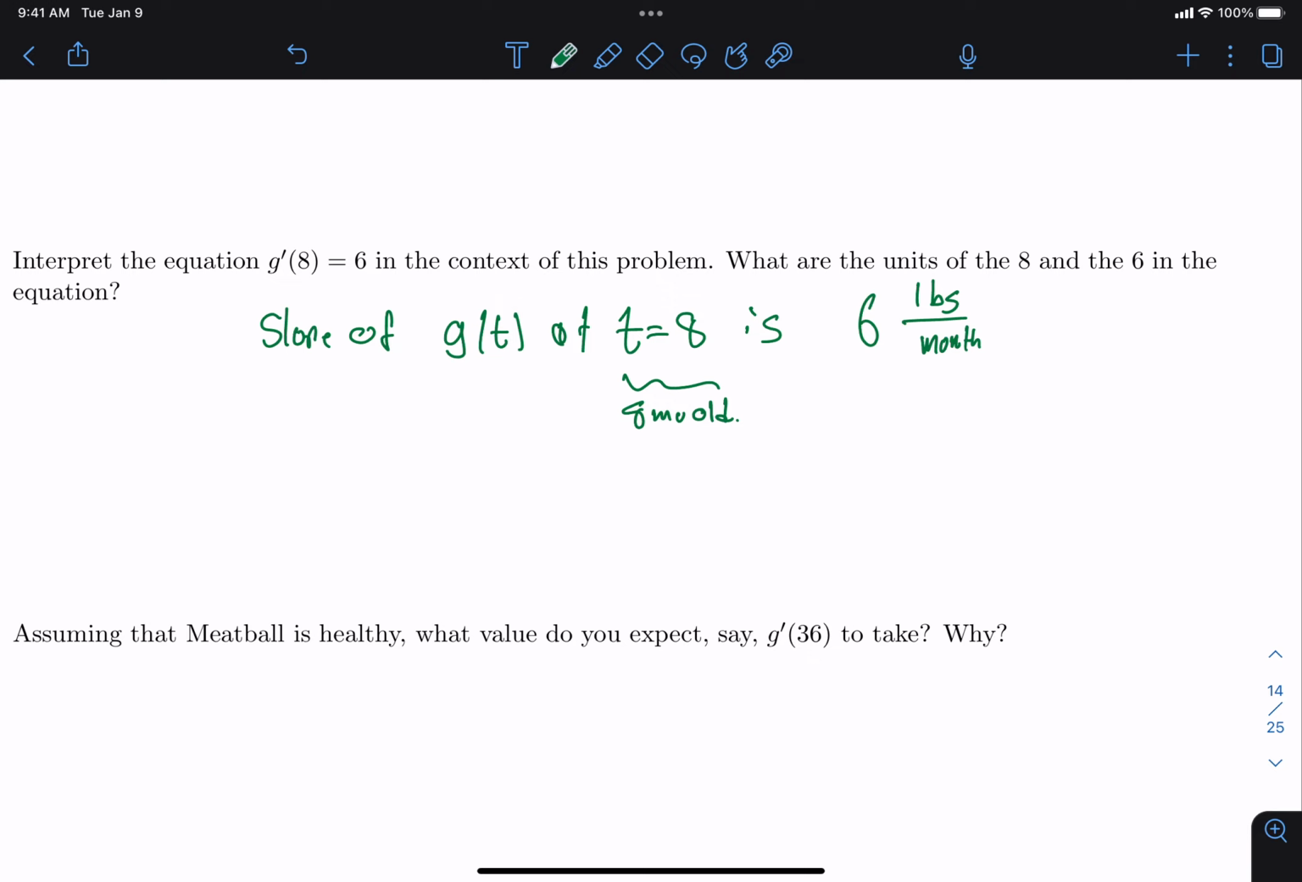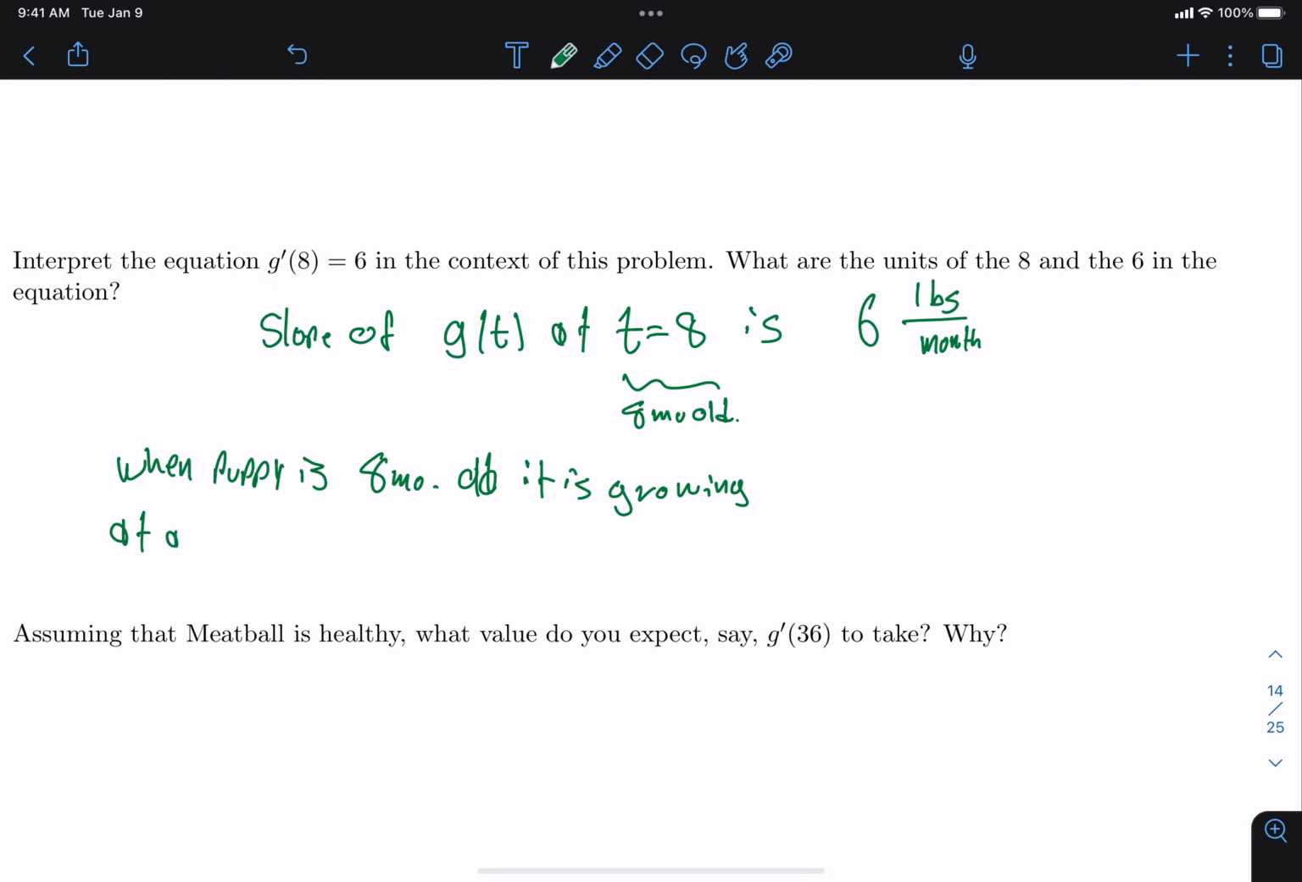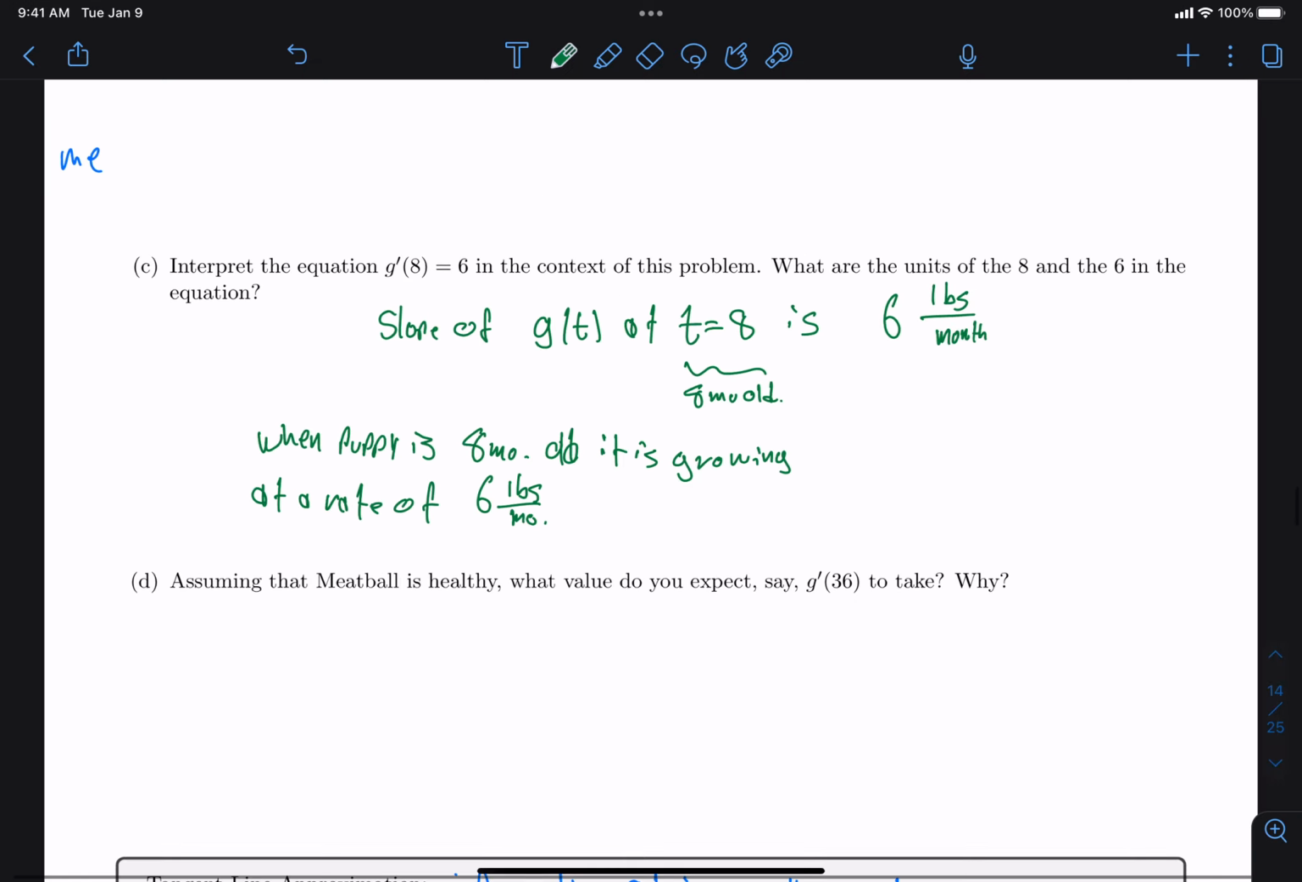So what does that mean? It says when the puppy is 8 months old, it is growing. Not only is it growing, we know how fast it is growing, at a rate of 6 pounds per month. Okay, that's how we could make that into a sentence.